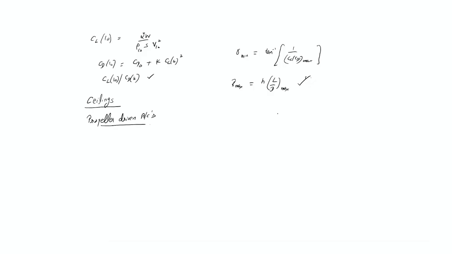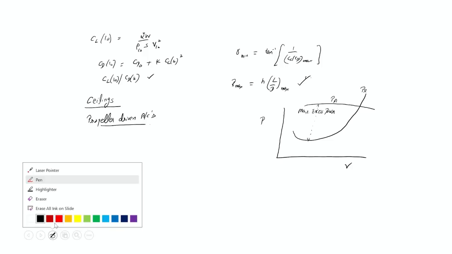Alright, so remember this curve, power available with velocity. I have drawn this curve multiple times in this course. You must be well versed with these curves now. This is power required and this is power available. And remember, what was this? This was maximum excess power. Okay, this was maximum excess power.